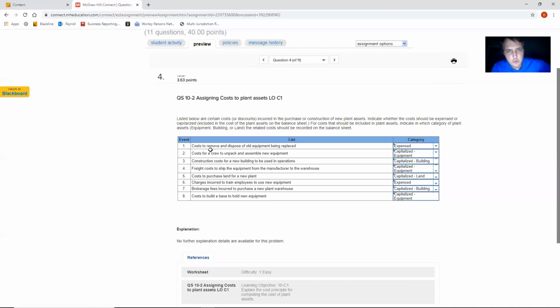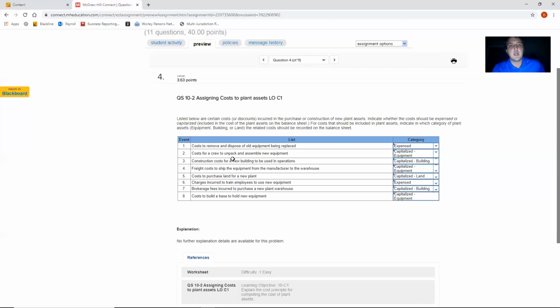Okay, so when we're talking about removing and disposing old equipment being replaced, this relates to the old equipment. So that's going to be in that gain or loss value. We're going to expense that right away, because again, we're disposing of the equipment, so the cost related to that no longer has a value to us. It doesn't increase the useful life of this equipment. We just got rid of it. So that's going to be an expense.